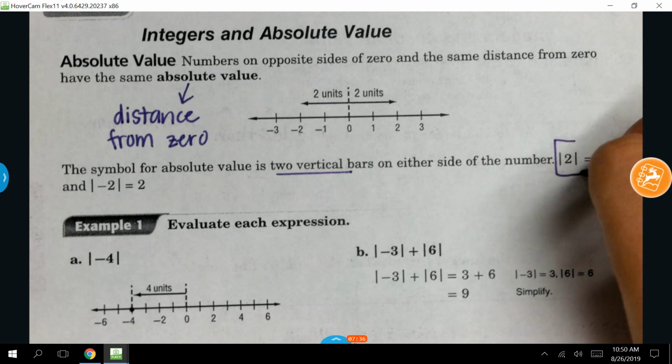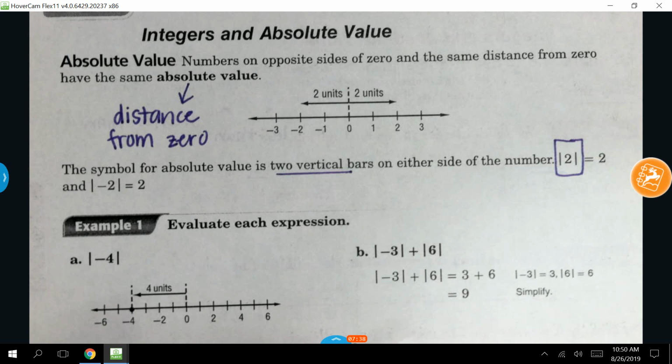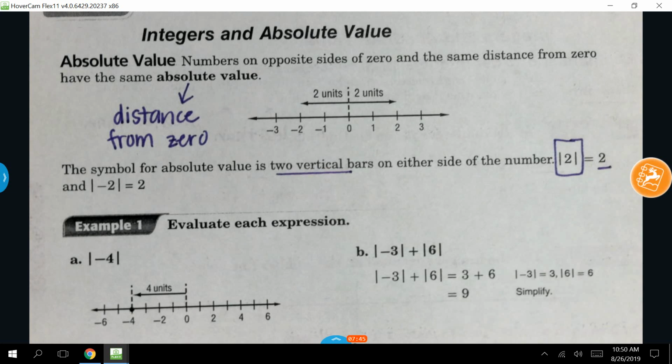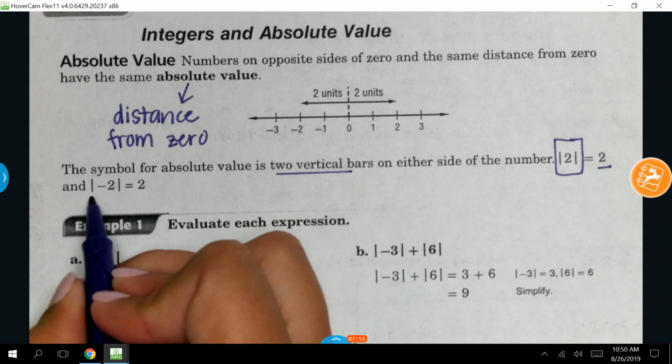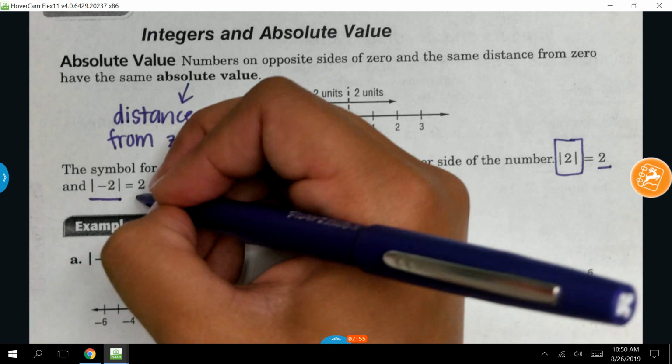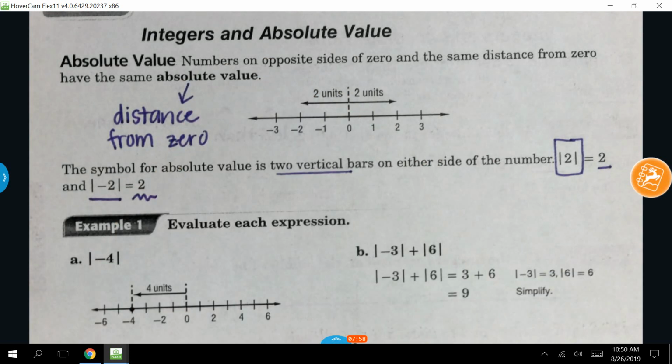So this right here, we would say the absolute value of 2. And then when I evaluate it, it's positive 2. Because absolute value is always positive. Okay? Same as if I have the absolute value of negative 2. Absolute value is always positive, so when I evaluate it, I get positive 2.